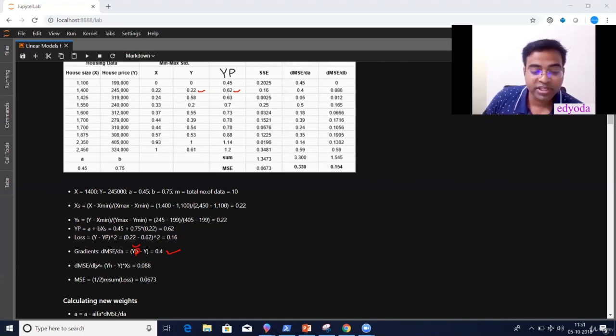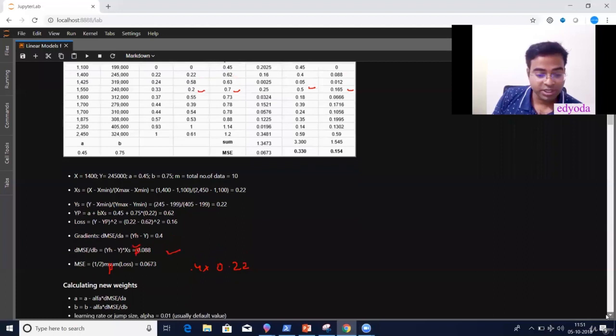So now we're looking at it with respect to b. You have yp minus y into x. So this is the value that we have here, 0.4, and yp minus y is 0.4 into the current value of x, which is 0.22, and that yields 0.88. So that's how the values of these are calculated.